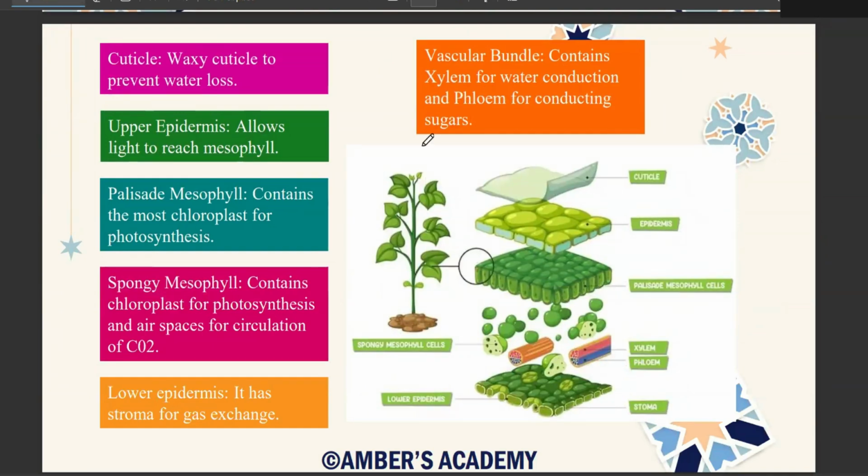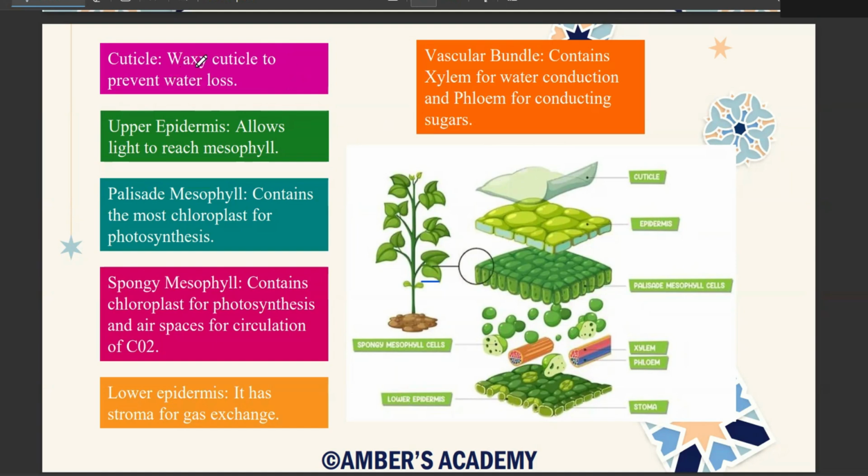So starting off, this is the internal structure of a plant, or the internal structure of a leaf. Basically, like you can see, they have pointed out that this is a leaf and this is the magnified version of the leaf. So the first layer of the leaf is the cuticle. The cuticle is just your waxy cuticle. It's a waxy substance and it's there to prevent water loss.